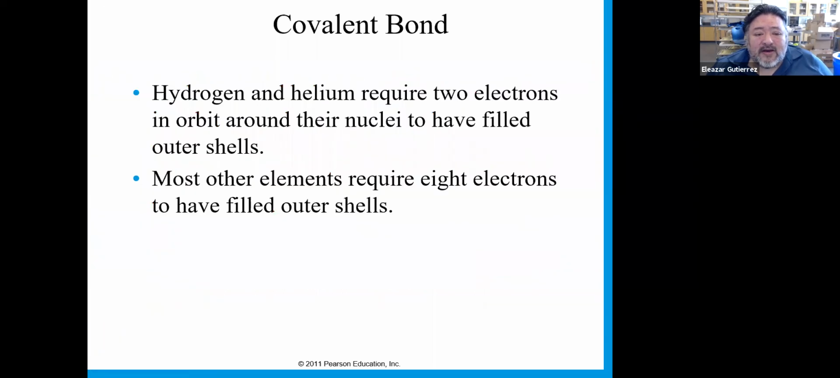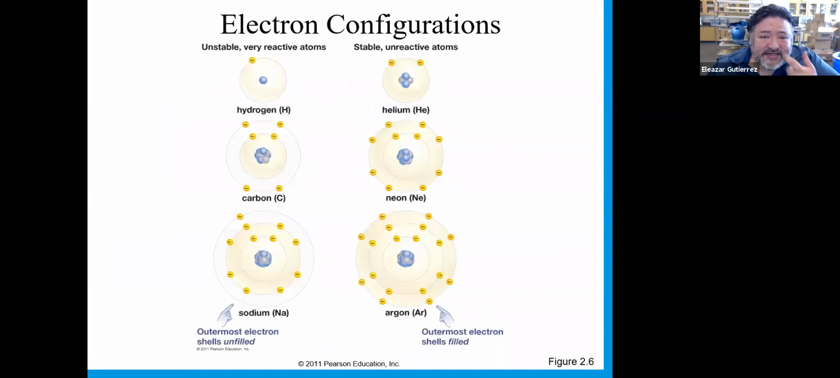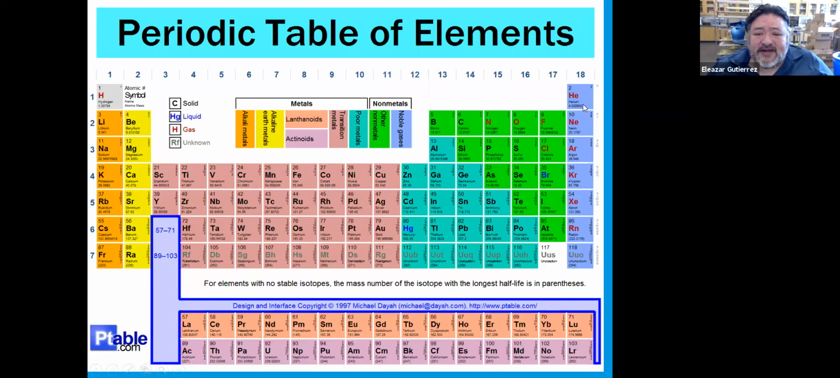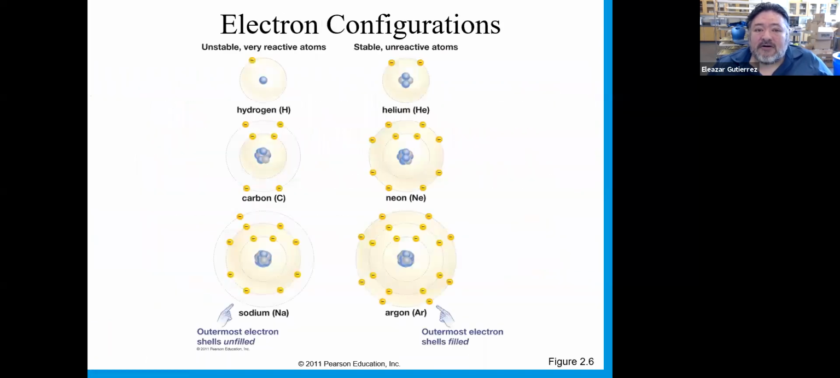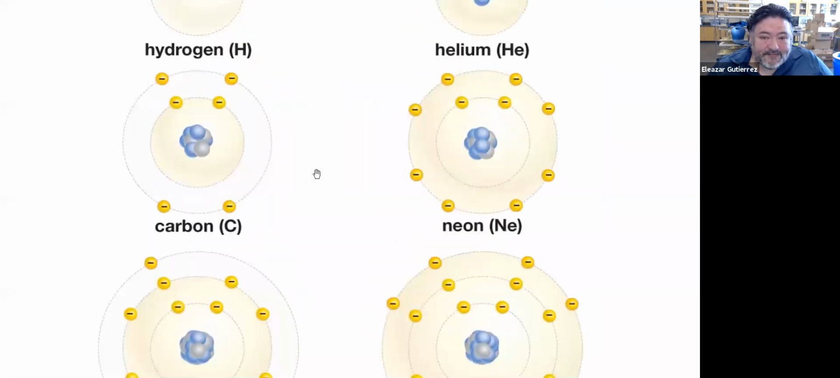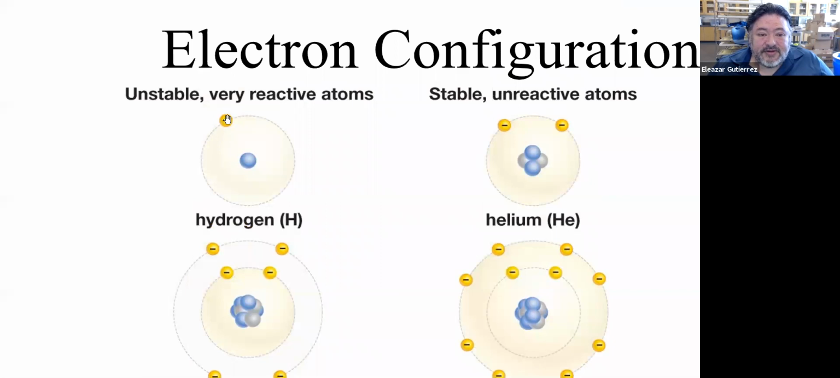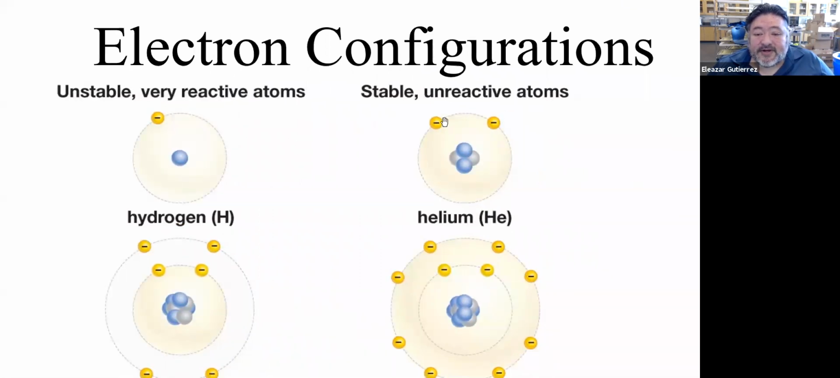Now, why are we talking about all this? We're talking about all this because understanding valence electrons lets us understand how chemical bonds are formed. So let's take a look at hydrogen. Here's our 1 electron. Do you see that? Here's hydrogen, 1 electron. Here's helium, 2 electrons.